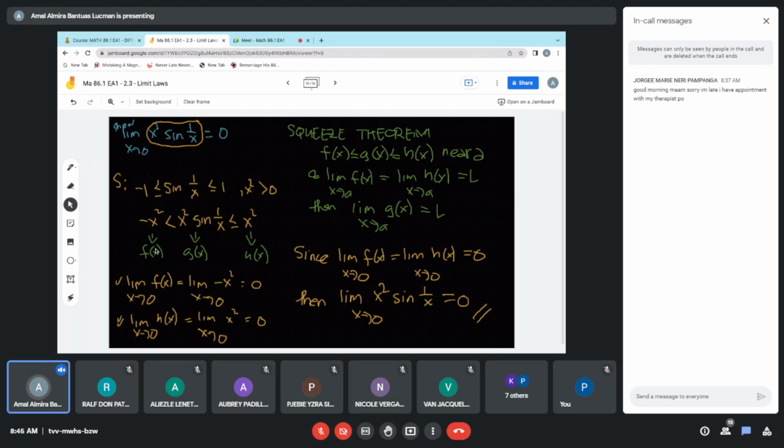Let this one be equal to f of x, this one be equal to g of x, this one be equal to h of x. Okay? Then, we know that the limit of f of x as x approaches 0, the limit of negative x squared as x approaches 0, is 0. And the limit of our h of x, which is x squared, is also 0. Since the limits of f of x and h of x are both 0, and g of x is in between, then by squeeze theorem, the limit of g of x as x approaches 0 is equal to 0. Nakasabot class? Yes, ma'am. Okay.